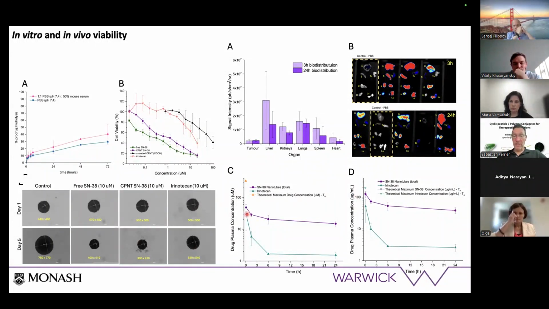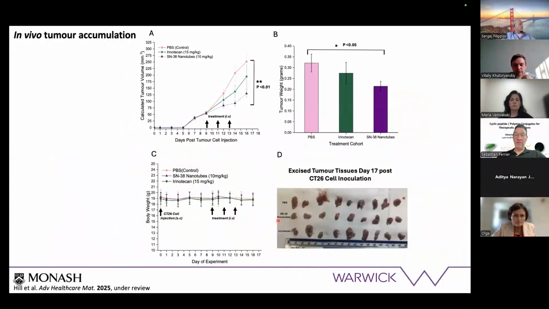Basically you get the same information. What you find is that irinotecan is cleared. This is the clinically used drug. It's cleared very quickly. Within 6 hours, it comes out of the animal. Our system is doing its job: we have very long circulation time and very long biodistribution. So it is working.